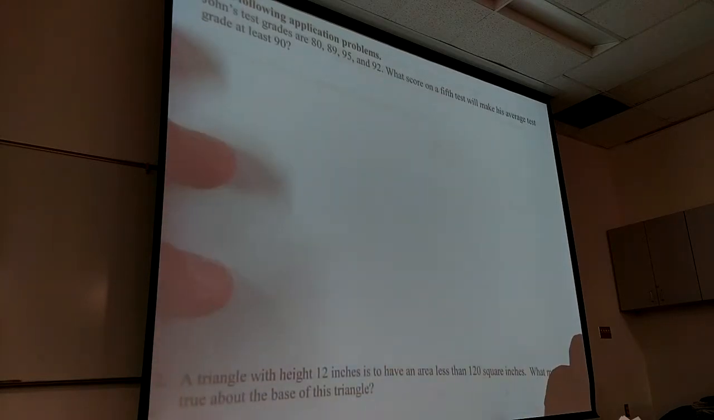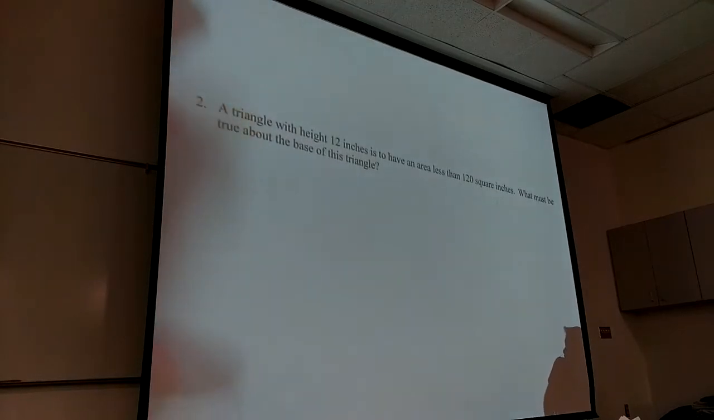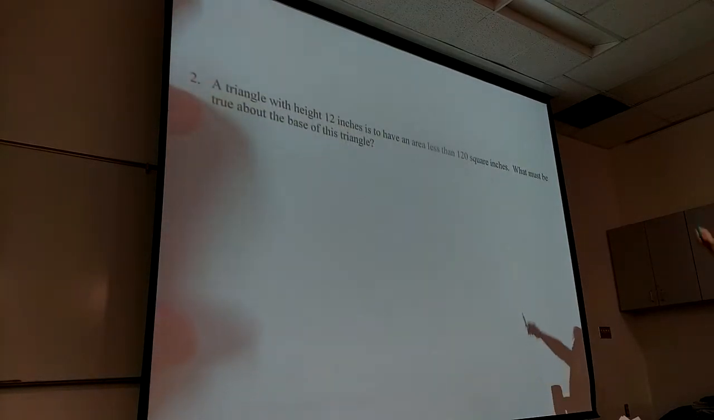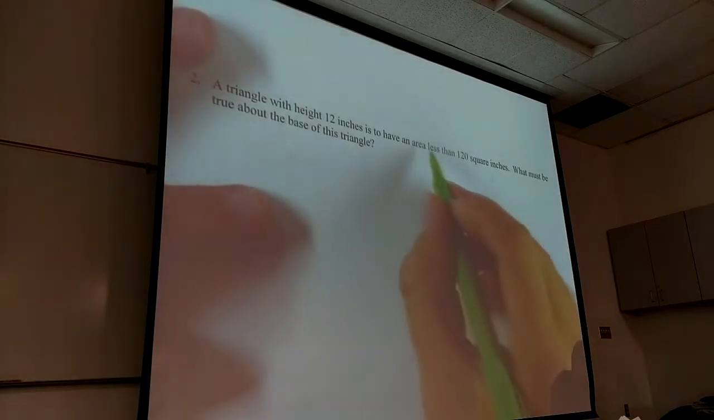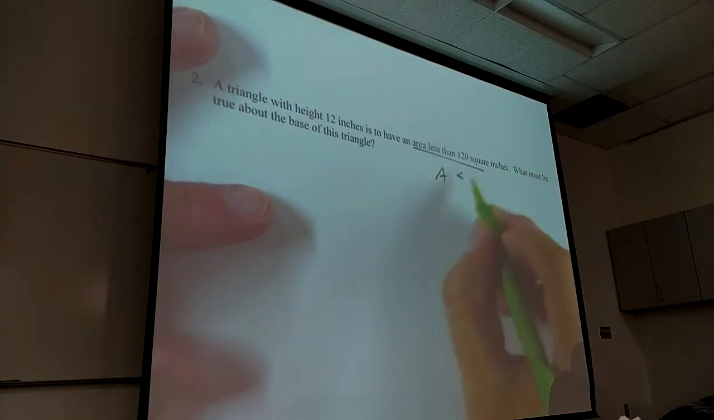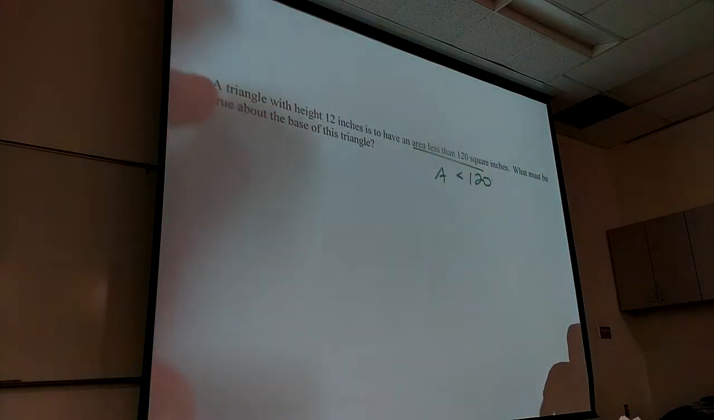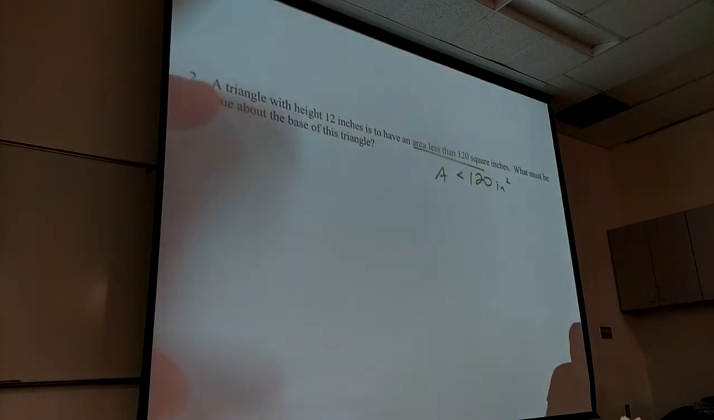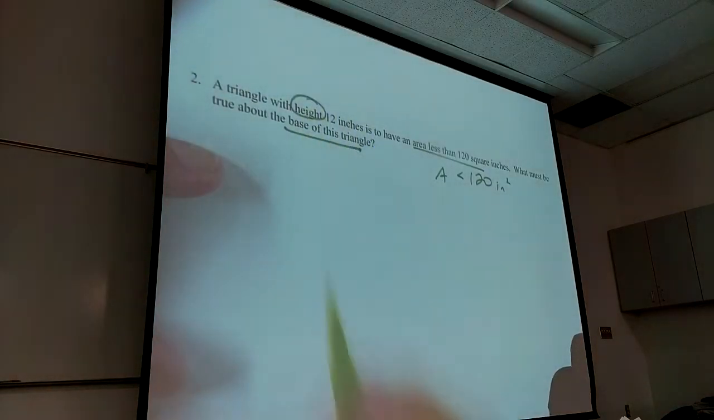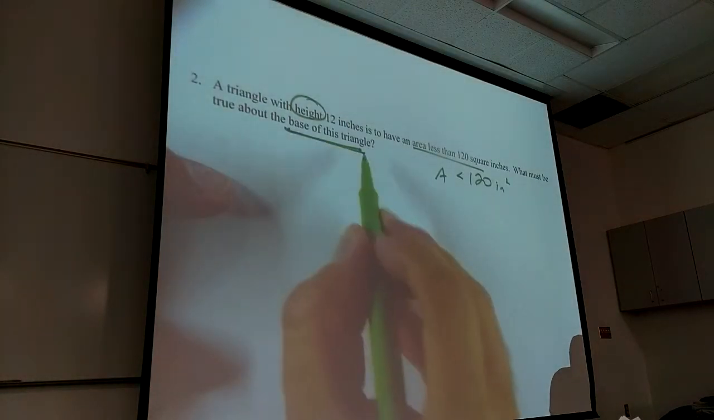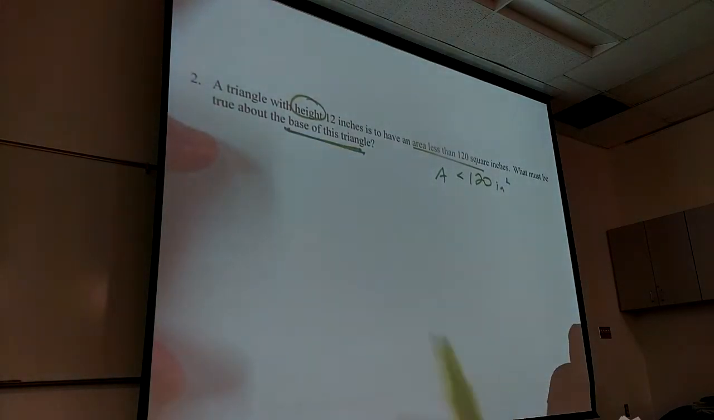Let's try to do, this first one's not too hard. Let's try to do this number 2 here. A triangle with a height of 12 inches is to have an area less than 120 square inches. So what I would do for myself, I know the area has to be less than 120 square inches. That's the idea. That's where my inequality is going to come from, that I have to solve. What must be true about the base? So I know the height is 12 inches. What must be true about the base? So, of course, what am I going to have to give a variable name for? The base.